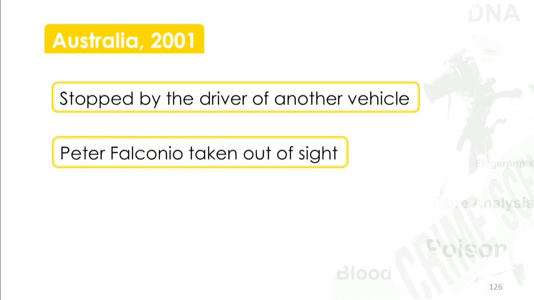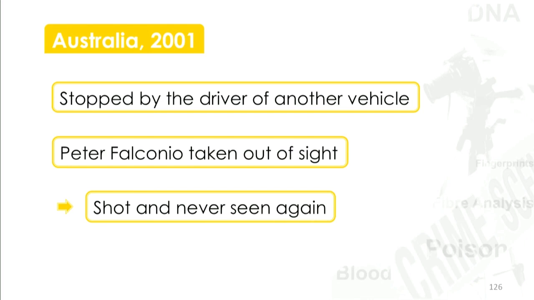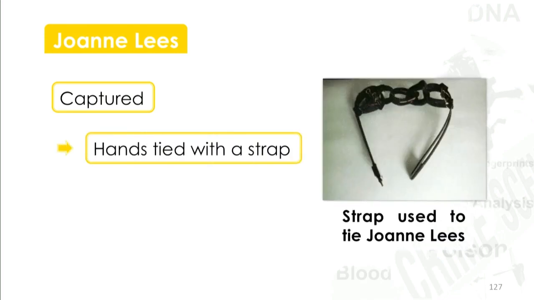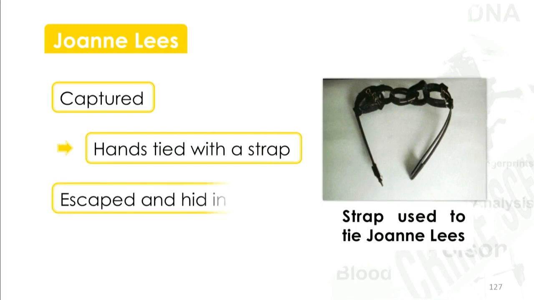From that moment, Peter Falconio has never been seen again. Joanne was captured by the man and her hands were tied together with a strap. But she was able to escape when he was distracted and hid in the bush. He searched for her, didn't find her, and then he drove off.